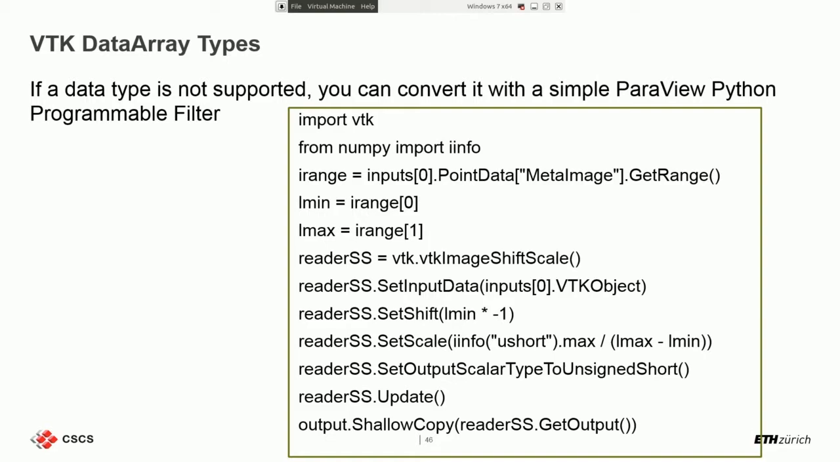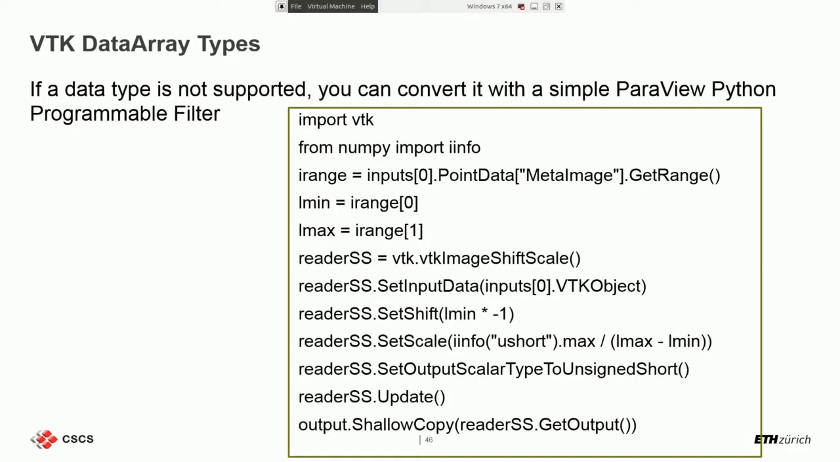Downstream in the pipeline, I have a programmable filter, so my input is inputs of 0. Point data, as you recall, is the dictionary where I have all my scalar fields stored, and I index that with the name of the scalar field I want. In that particular example, I had some DICOM data where the image was called meta image. And then you get a range, which gives you the minimum and maximum of your floating point or your integer, your short. In that case, it's 16-bit integers, so they are shorts, and it gives you the range, minimum and maximum.